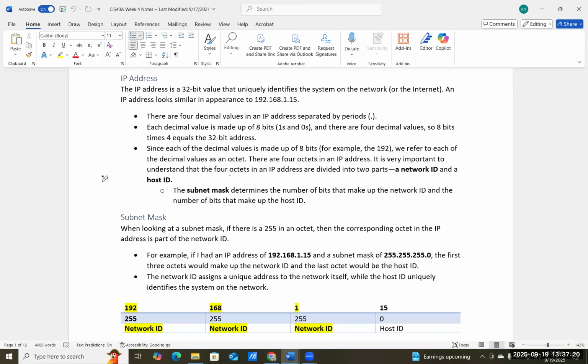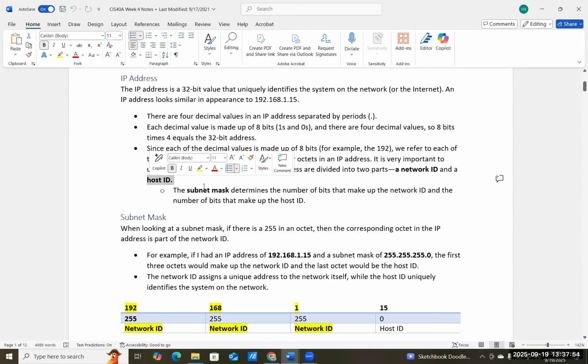When you're shipping a package, the post office relies on the zip code to get that package from where it was sent to the post office that will bring it to your house. So the network ID for the system is used to navigate the traffic to the area of the network, the segment of the network where that system resides. The host ID is used for the actual system.